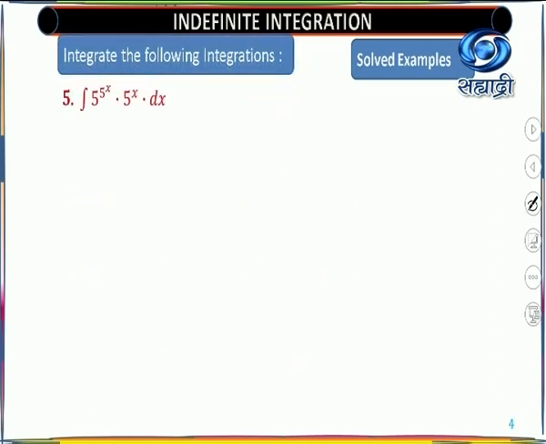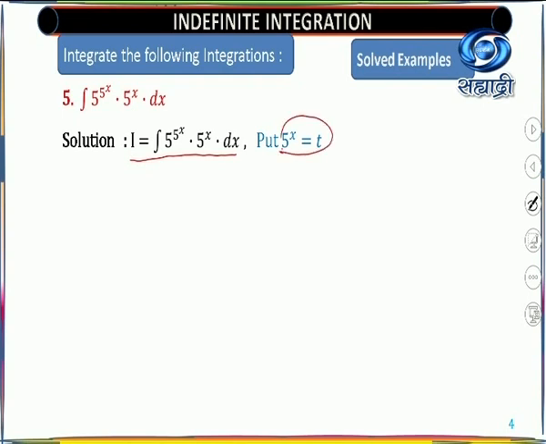So we'll start with the integral of 5 raised to 5 raised to x into 5 raised to x dx. Here you will immediately know that you need to substitute for 5 raised to x, as we have already started with the substitution method. So I equals integral of 5 raised to 5 raised to x into 5 raised to x dx. Now substitute 5 raised to x equal to t.